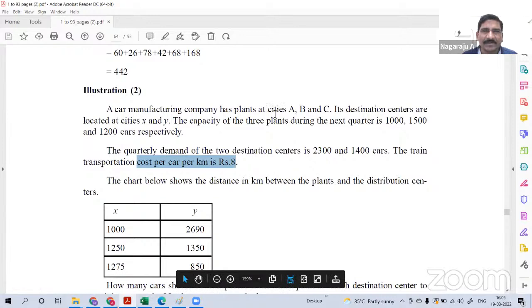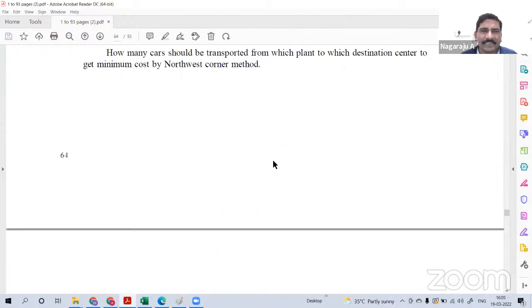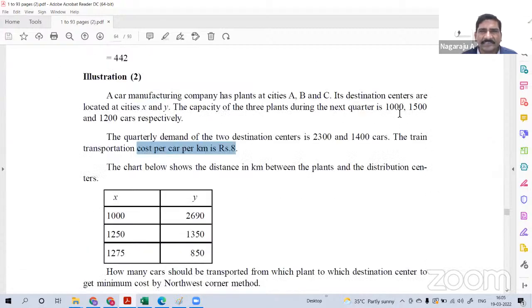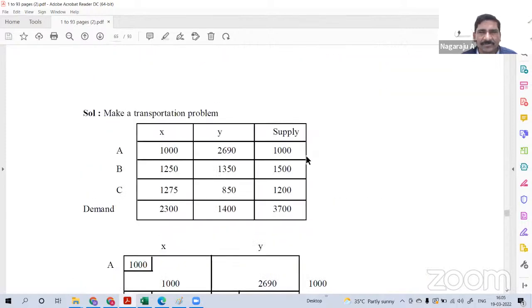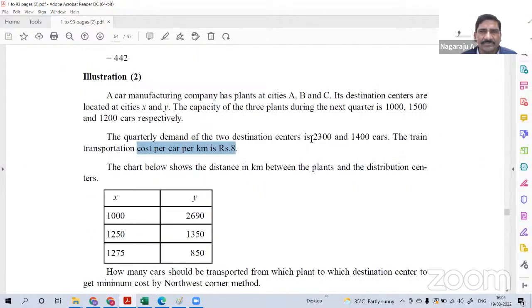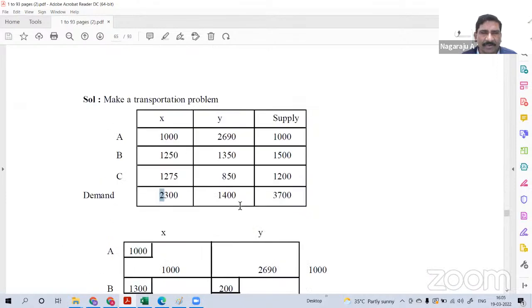The cities are A, B, C, and the destination centers are located at the cities X, Y. So here I am taking A, B, C and X, Y. The supply I am taking is 1,000, 1,500 and 1,200 cars. Then the demand is 2,300 and 1,400 cars.